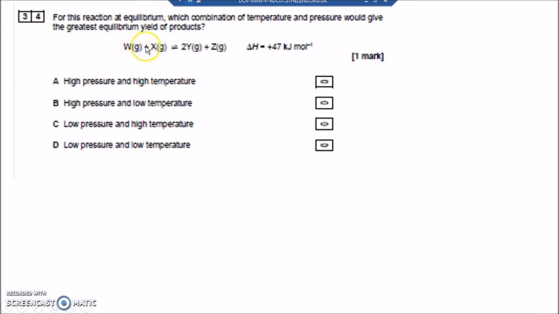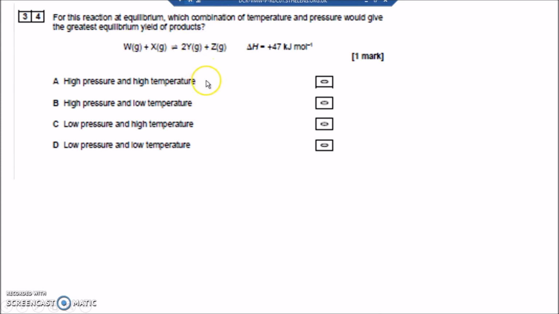Next, I have got 2 moles of reactants, 1 mole of W and 1 mole of X; 1 and 1 make 2. On the right hand side I've got 2 moles of Y and 1 of Z; 2 and 1 make 3 moles. So I've got 2 moles of reactants and 3 moles of product.